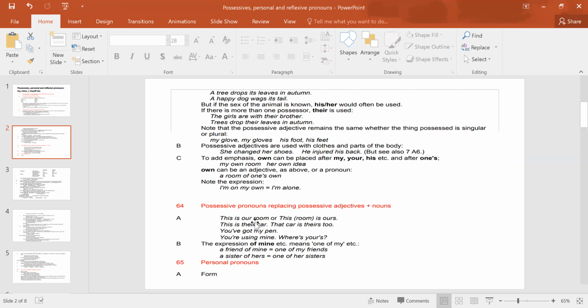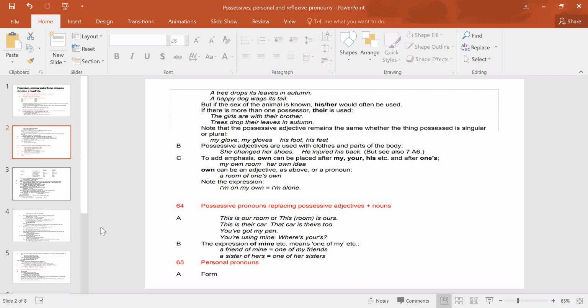The expression of mine. Know that if you use your without an apostrophe, that is a possessive adjective. And this yours with an s is a possessive pronoun. The expression of mine, etc., means one of my, etc. For example, a friend of mine does mean one of my friends. A sister of hers does mean one of her sisters. This mine and hers are possessive pronouns. This my and her are possessive adjectives here.